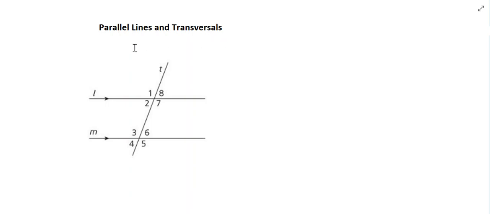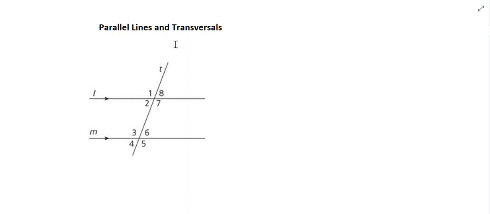Okay, so what we are looking at here, we have two parallel lines. So line L and line M are parallel. And then we have this other line, line T, that crosses both of the parallel lines. Now this line T that crosses both of the parallel lines is what's known as a transversal line.